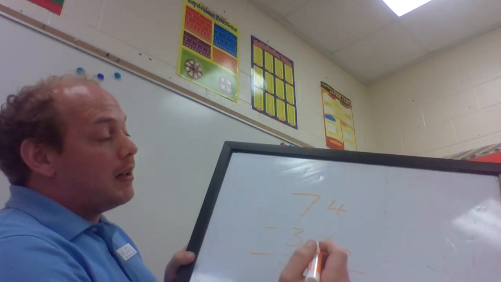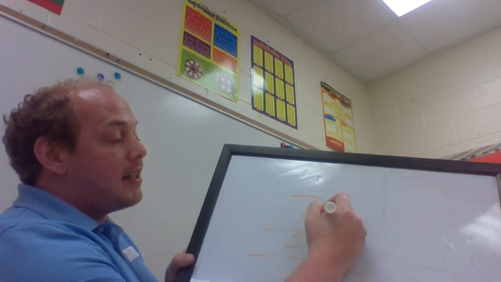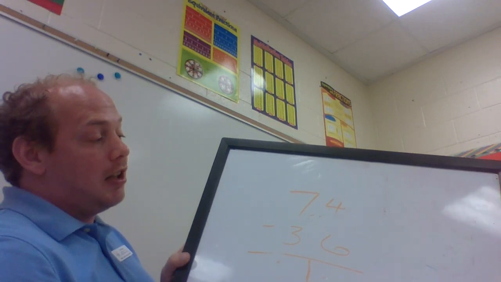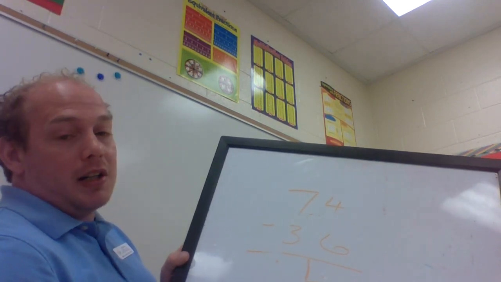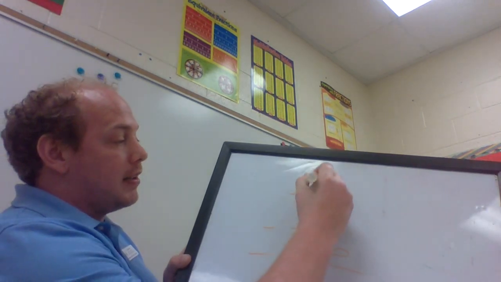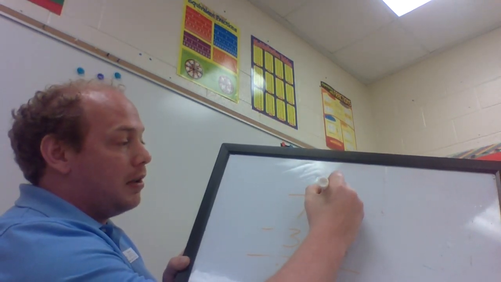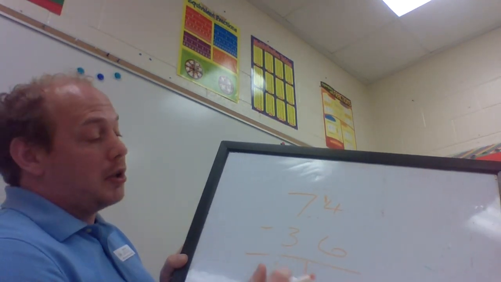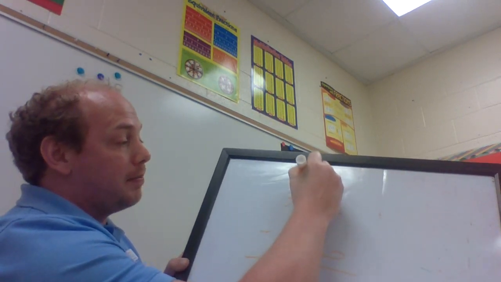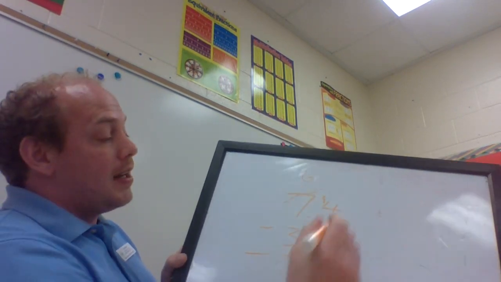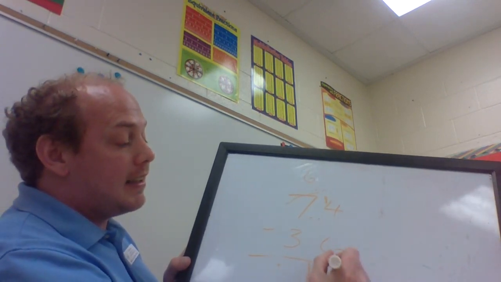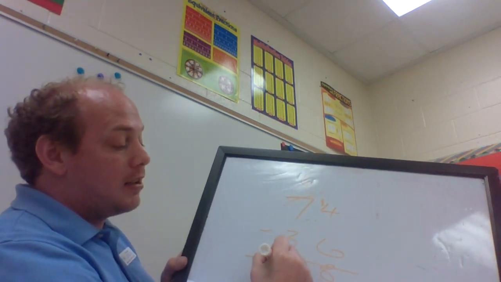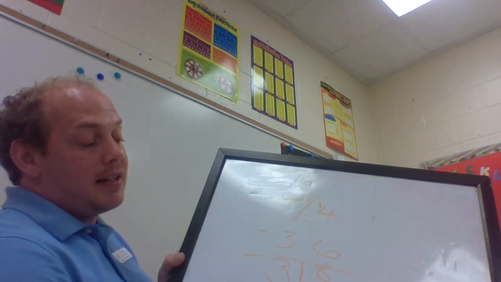So the 4 needs to go next door and ask the 7, 7, can I borrow a cup of sugar? And 7 says, yes, 4, you may borrow 1 cup of sugar. So the 7 gives 4 1 cup of sugar. The 1 cup of sugar goes right there. So now, instead of 7 cups of sugar, he has 6 cups of sugar. So now we're ready to subtract. So 14 minus 6 is 8. And 6 minus 3 is 3. So what we come up with is 38.